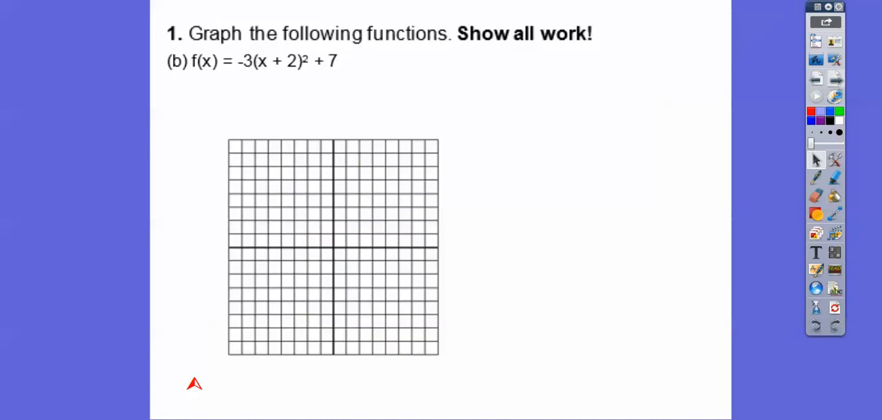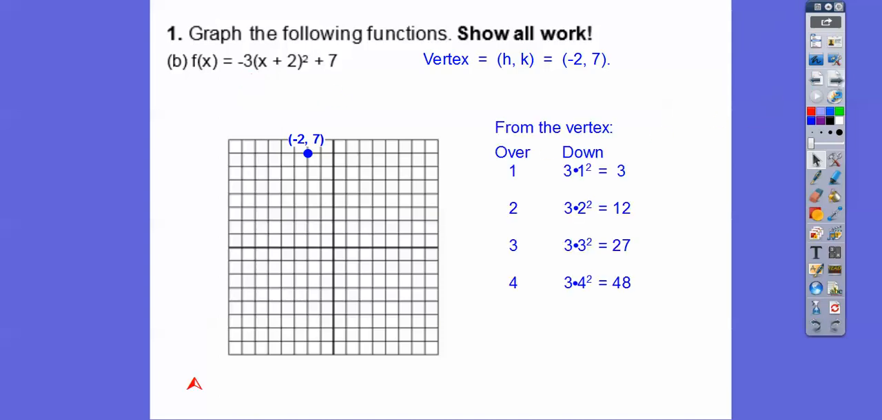All right, so here's the vertex at (-2, 7). I tell my students it's opposite this number, the same of this number. So opposite, same. So that's why it's (-2, 7). So here it is right there. This graph is going down because it's negative. It goes down. This number times 1 squared, that number times 2 squared, 3 times 3 squared, and so on.